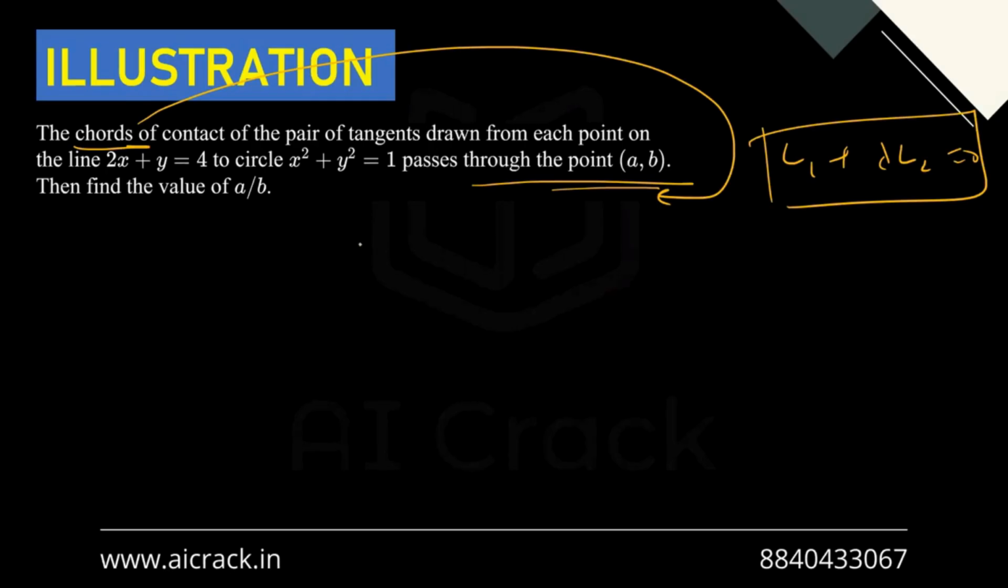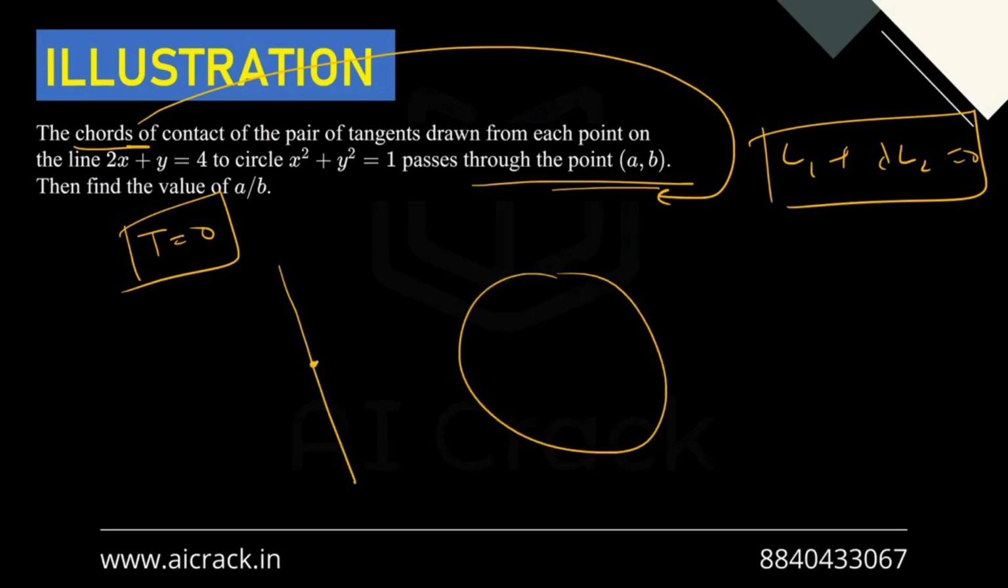So let's see how we solve it. Now we are talking about chord of contact, so eventually we have to use T equals 0. Now the chords of contact of a pair of tangents drawn from each point on the line 2x plus y equals 4. Basically there is a variable line over here and there is a circle, and we are drawing chords of contact from points on this particular line.